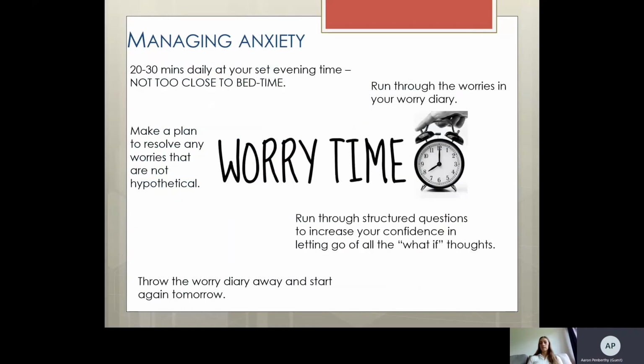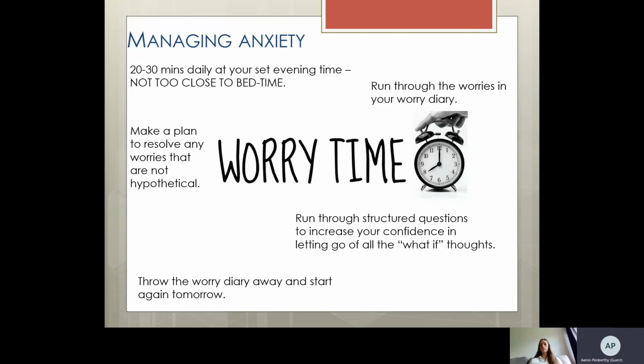So yeah, in terms of hypothetical worries, if we come to a conclusion that a worry is hypothetical, then we are going to try and learn to manage this type of worry, these hypothetical worries, inside of worry time. This is another reason why the worry diary can be so useful, because it ties in with using worry time.